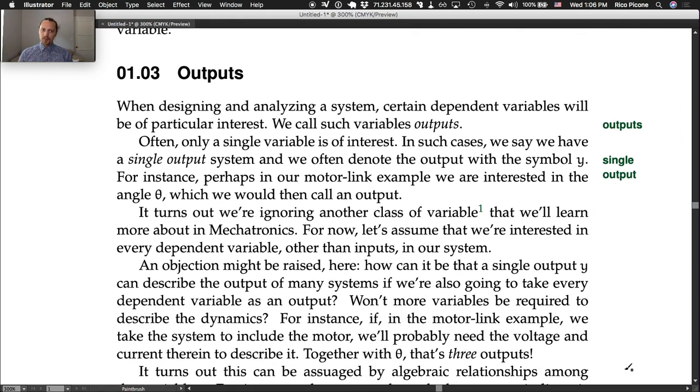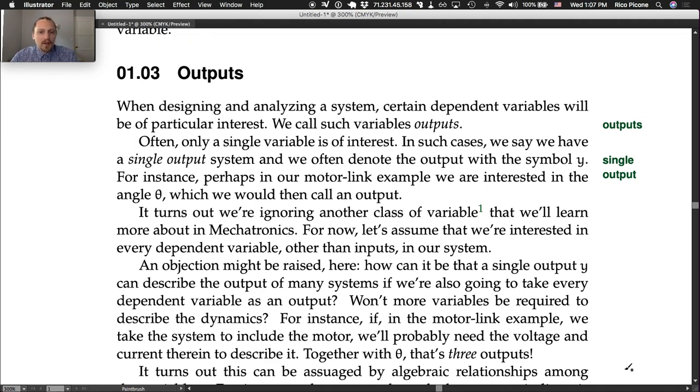Section 1.3, outputs. When designing and analyzing a system, certain dependent variables will be of particular interest. We call such variables outputs. So we've got inputs and we have outputs. Often, only a single variable is of interest. In such cases, we say we have a single output system, and we often denote the output with the symbol y. So input u, output y. For instance, perhaps in our motor link example, we are interested in the angle theta, which we would then call an output. So if we're interested in it, that would make it an output.